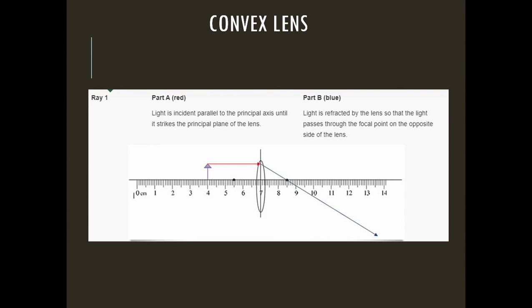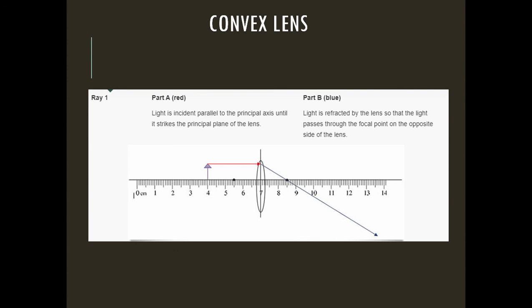All right, so you can notice that the red arrow is parallel to the x-axis that we have crossing through the object, which is the purple arrow that we have right there, and of course the lens, that is the circle that is right there in number 7. Then part B, which is the blue arrow that is found there. Light is refracted by the lens so that the light passes through the focal point on the opposite side of the lens.